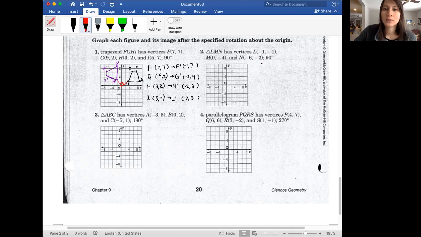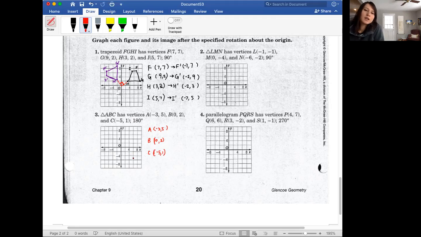All right, let's try number 2. Oh, number 2, actually, you guys can work that out on your own. It's a triangle going through a 90-degree rotation. We just did that, so practice that and see if it comes out to be a 90-degree rotation. Now looking at number 3. A, B, C. So I'm going to plot my points and then connect my shape.